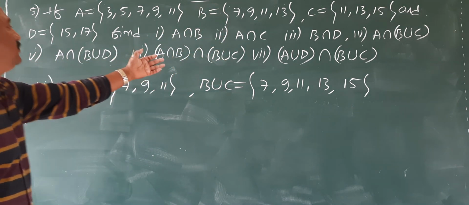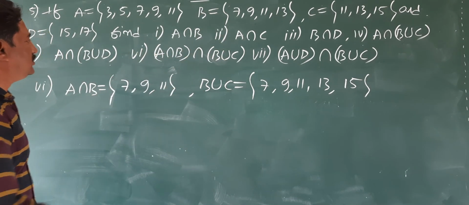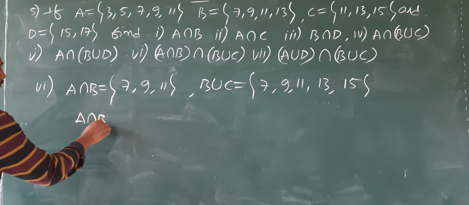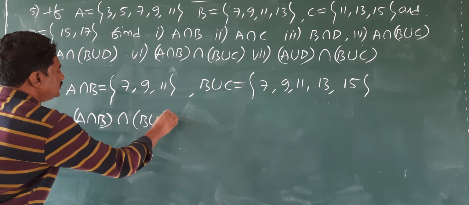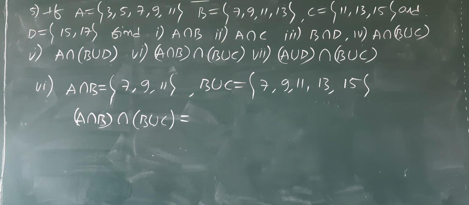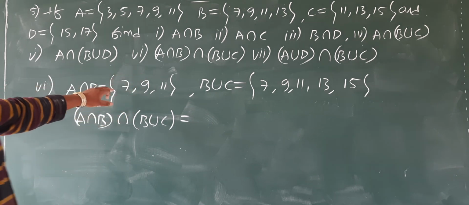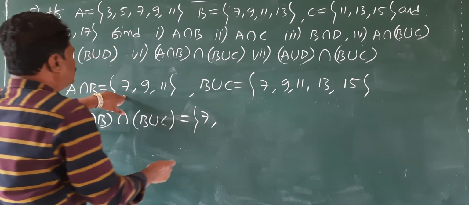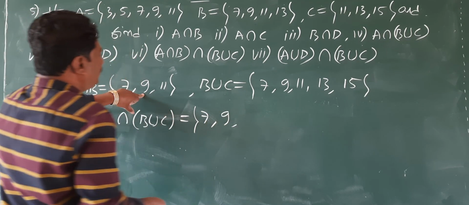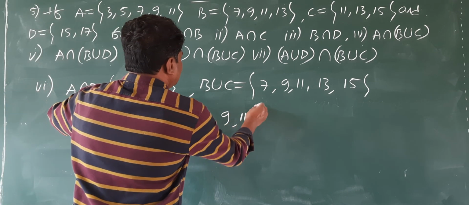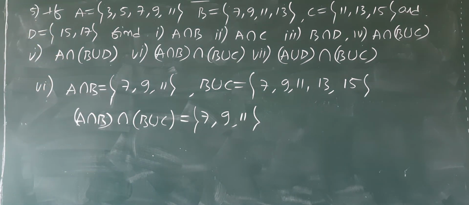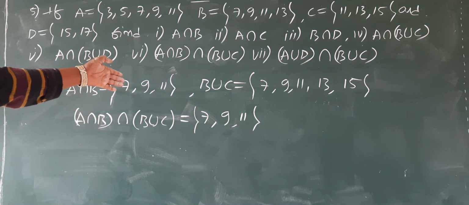Next, let us find A intersection B union C. It's so easy. Now let's intersect these two sets. Intersecting means picking common elements. 7 is a common element. 9 is a common element. 11 is a common element. So 7, 9, 11. I think we solved it, students.